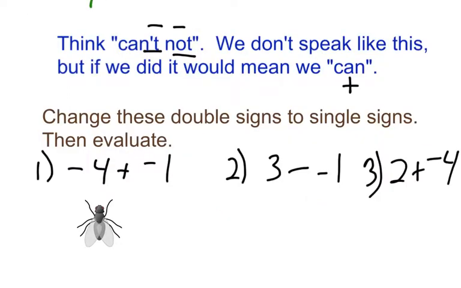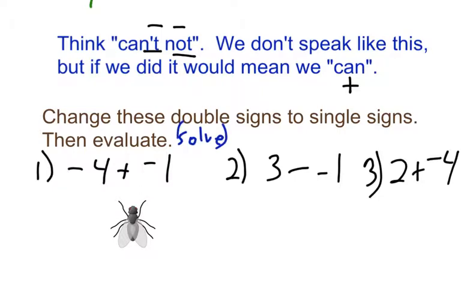Alright, let's try some questions now on your own. We'll write down our directions. It's change these double signs to single signs, then evaluate. And remember, evaluate is just a fancy word for solve. And you can see the word value is our root word there, so finding the value or solving mean the same thing. Alright, remember we're going to use a number line.